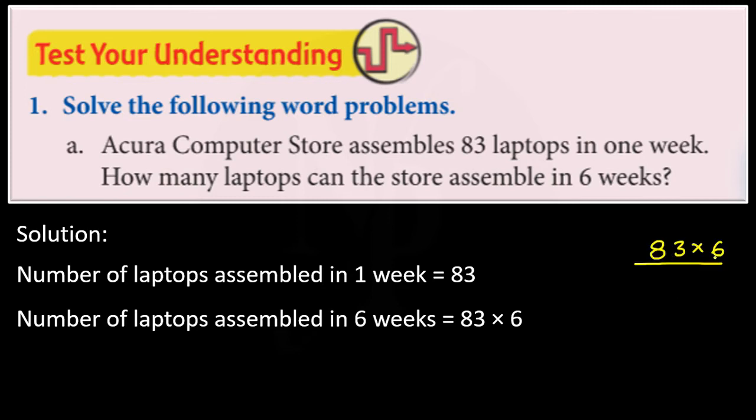So 6 3s are 18. We write 8 in one's place and 10 is carried forward. 6 8s are 48 plus 1 is 49. 498 is the product. So the number of laptops assembled in 6 weeks is equal to 498. Now let us move to the next question.